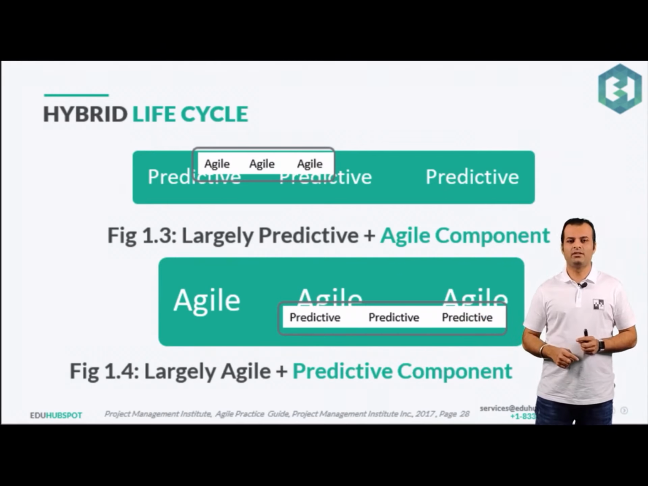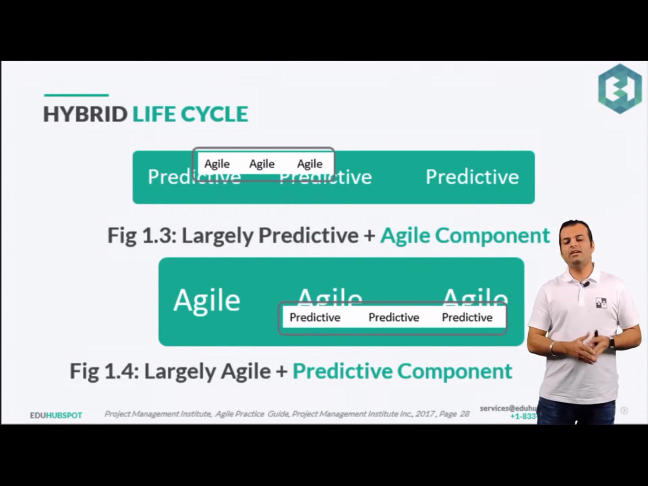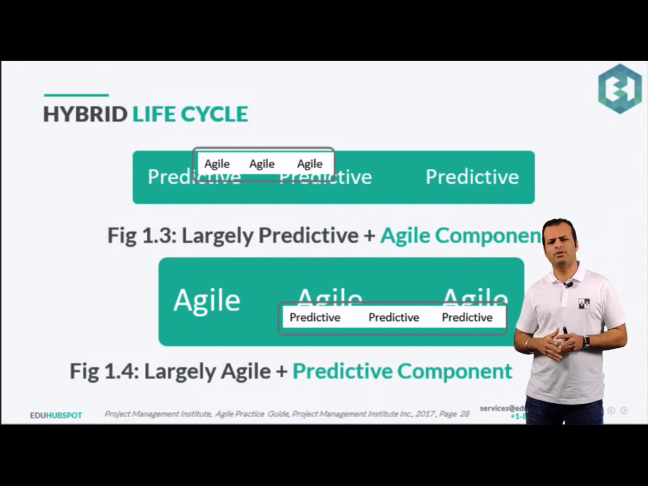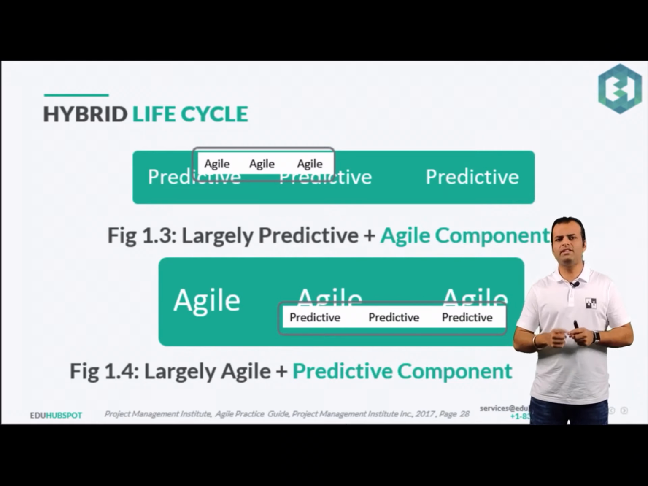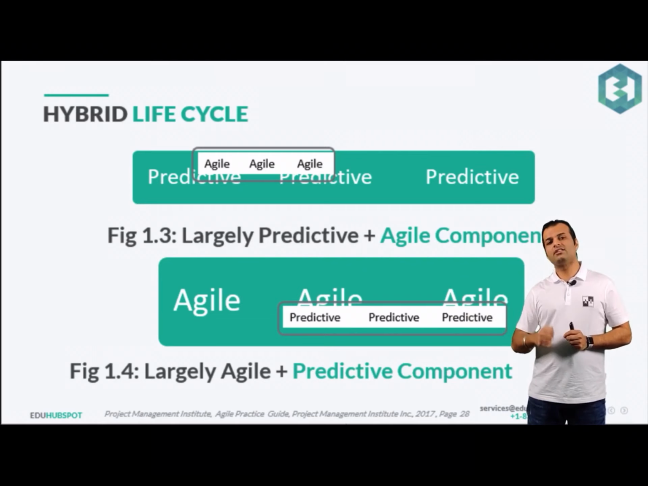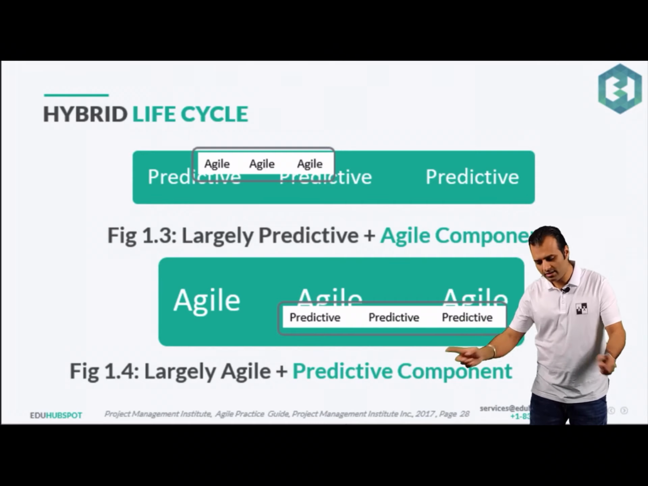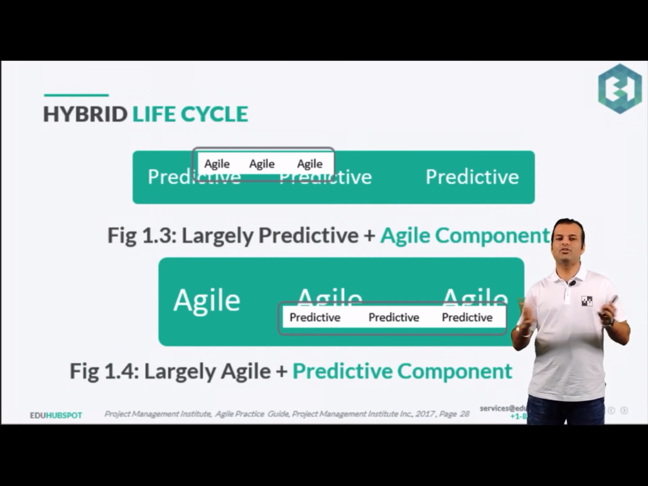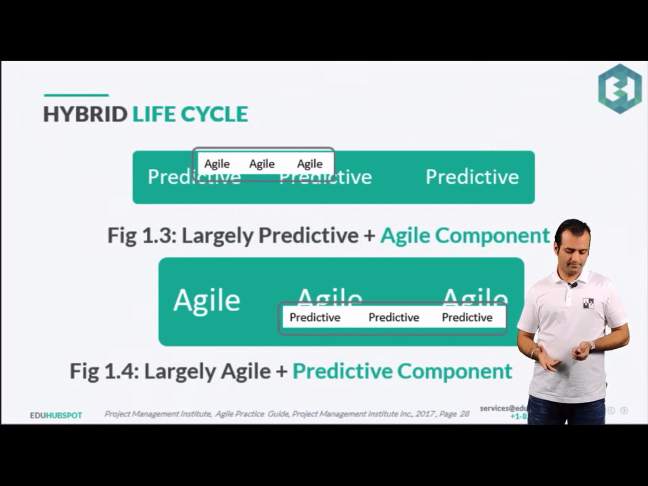Same logic, which is largely agile plus predictive component. Same thing. Let's assume your company is doing agile, but the third party vendor is not comfortable with agile. So they did predictive. Once everything is done, they gave it to you. That's your hybrid life cycle.